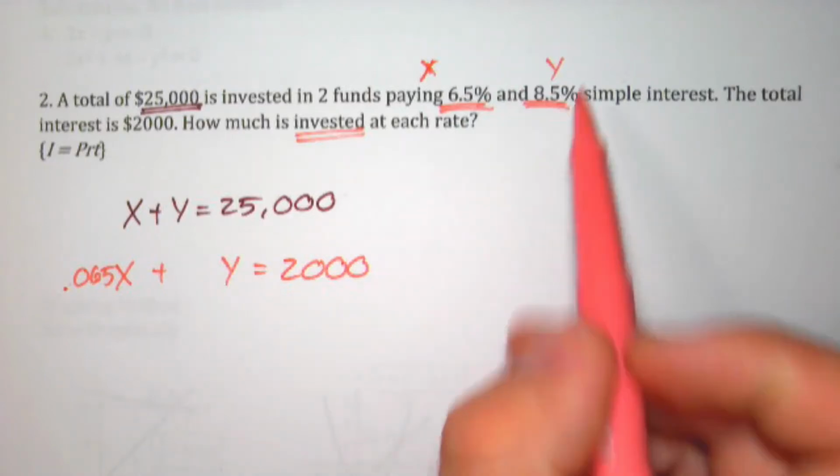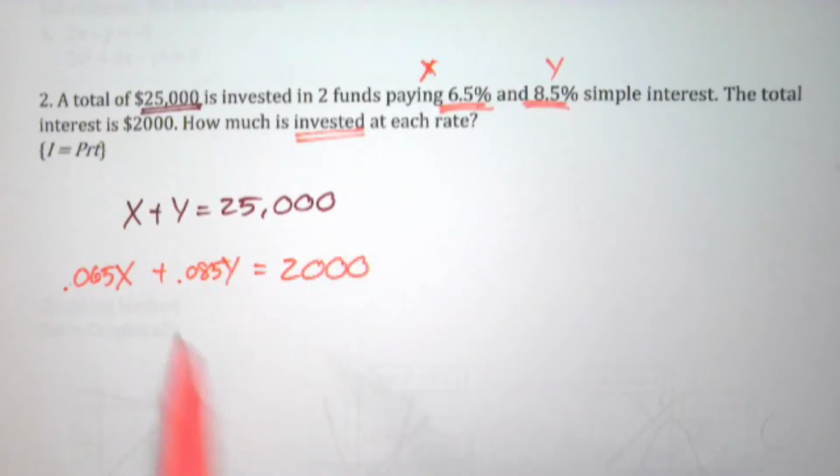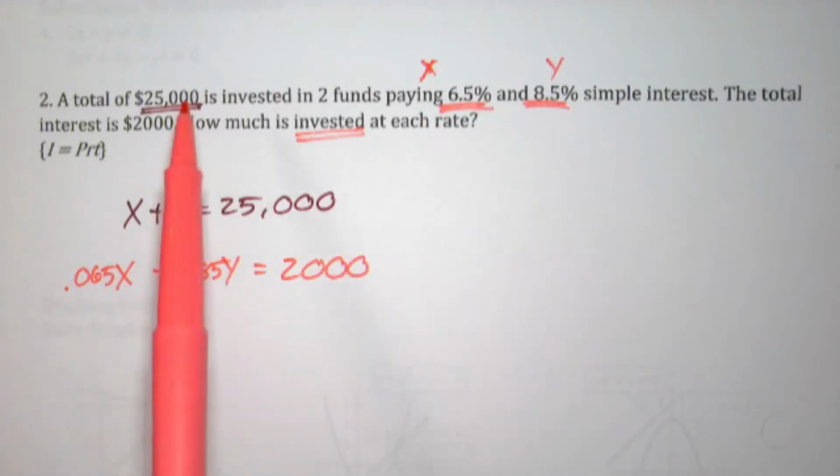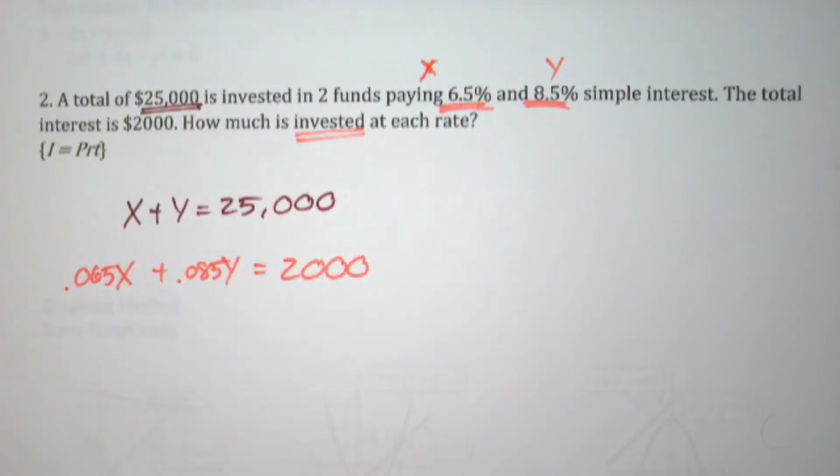And then similarly with our interest from the second one, 0.085 times however much we invested into that second one. So this is kind of a good strategy for building our systems. Give it a read through, but once you've used a piece of information, remove it, whether you're color coding or underlining. That way you're only looking at the key information that you need. So we got our system. I'm going to have you guys give it a pause and give it a solve using that method of substitution.